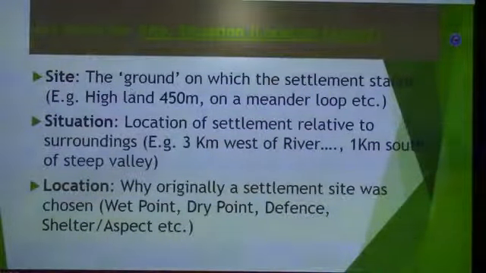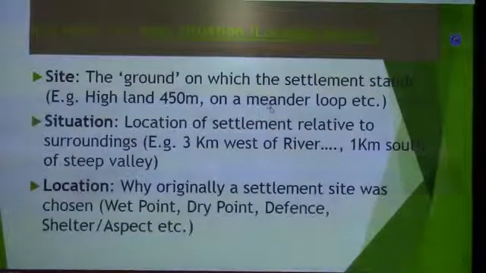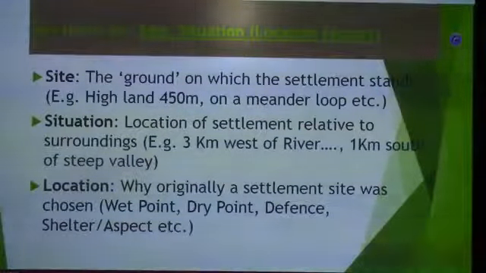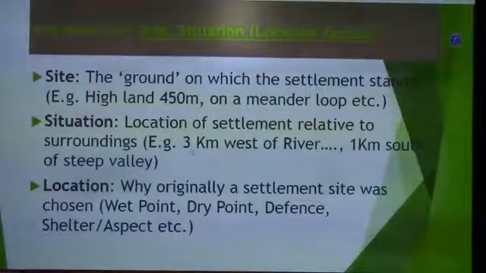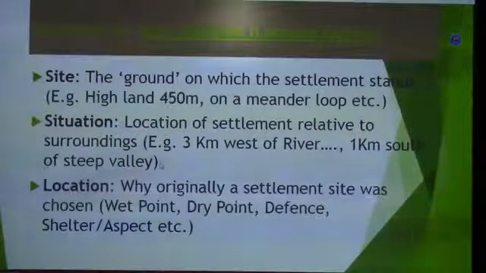So looking at site and situation then, site, as I mentioned here, is the ground on which the settlement actually stands. So it could be on highland, it could be on lowland, it could be on a meander loop, whatever the features that site is actually on. The situation is the location of the settlement relative to its actual surroundings. So it might well be, for example, that there's a particular river which is so-and-so kilometres west or north or south or whatever it happens to be. There's a steep valley in a certain area, and it's nice to give some distance here if you're using an OS map, or indeed using your 8 or 16 point compass references as well.